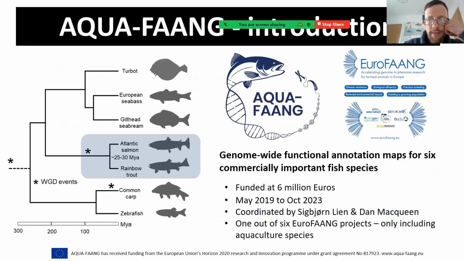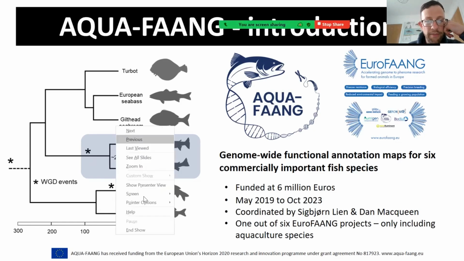So just briefly then, AQUA-FAANG is a European project. It's now in the last 6 months of the closing stages. It's one of 6 projects grouped together under the EuroFAANG initiative that Garth mentioned, the only EuroFAANG project about aquaculture species. In the project, we've been generating and then analyzing, and relevant to today, sharing functional annotation data for the 6 key aquaculture species that are shown on this tree on the left.